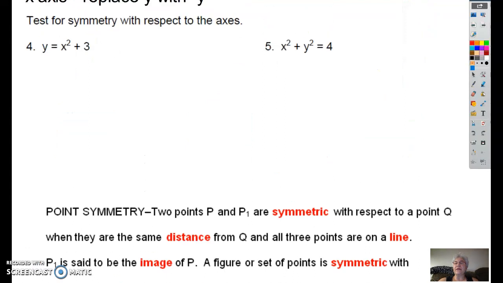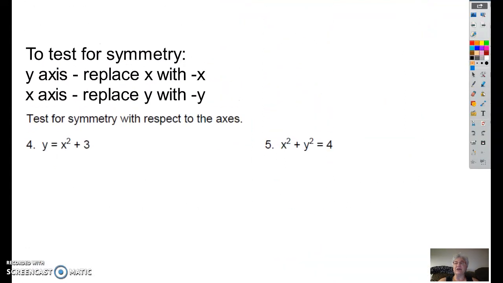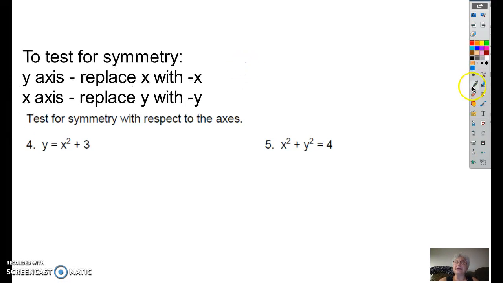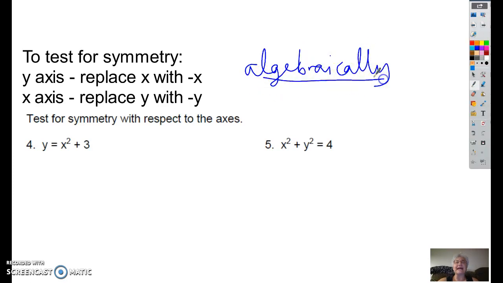So as we did with odd and even symmetry, which is what we did in our last lesson, we are going to algebraically be testing for x-axis and y-axis symmetry. So when we are testing for y-axis symmetry, we're going to replace every x with negative x and see if we get the same equation.